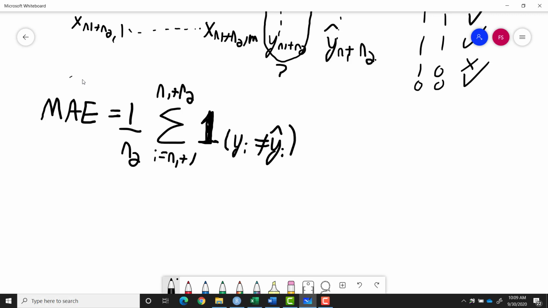So we predict a 0 and we get a 1. We basically add 1 to it. And this is what we call an indicator function. We just literally add up all the times we were wrong, and we divide it by the number of test items. So this is just the proportion wrong.